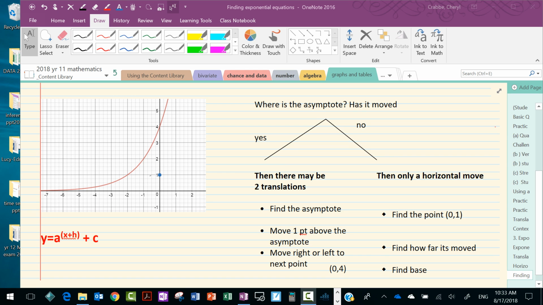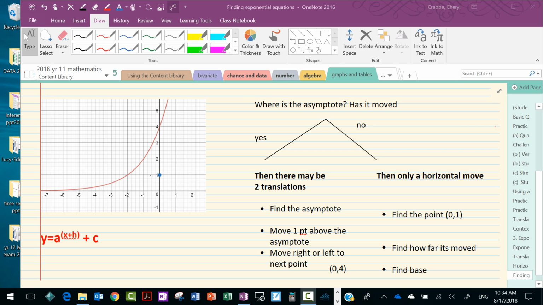Now we're going to take a look and see what happens when there's been a slide, right and left and up and down, so that we can have a look at how to get both this h and the c, which c is quite easy. So you look at again to see if there's an asymptote move.